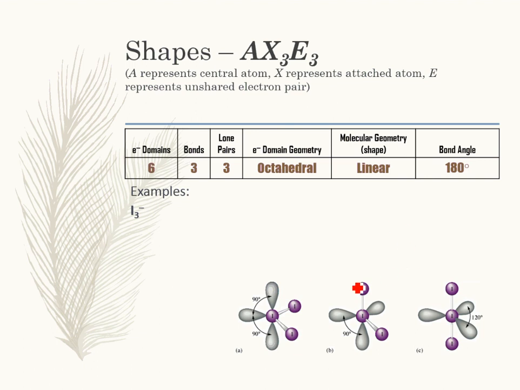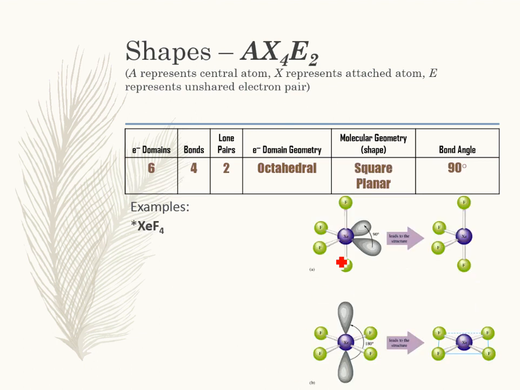Finally, we have the octahedral structure. That's a mistake. Ignore that. Let's go to this one. AX4E2 is another fun one. We have xenon tetrafluoride. We have our noble gases not behaving nobly. They're mixing with the common atoms here.